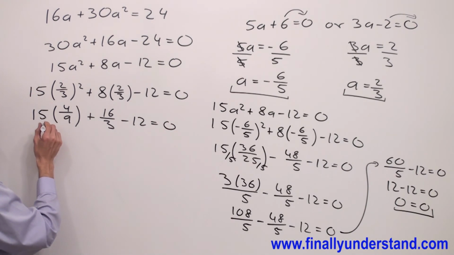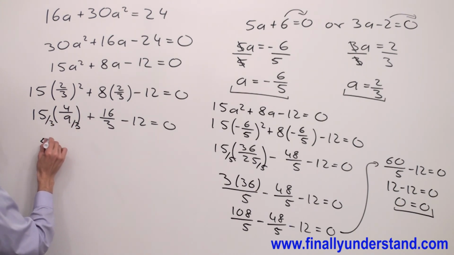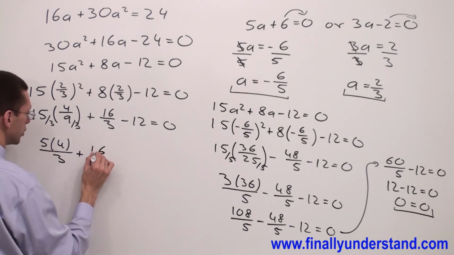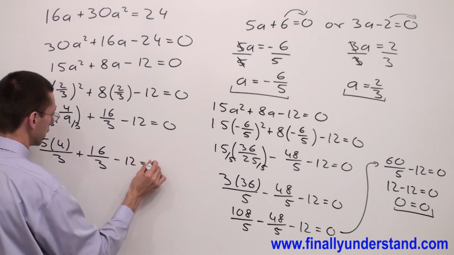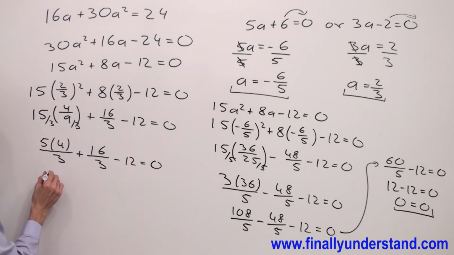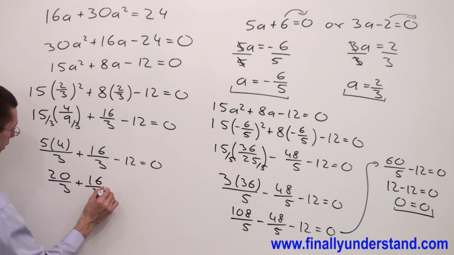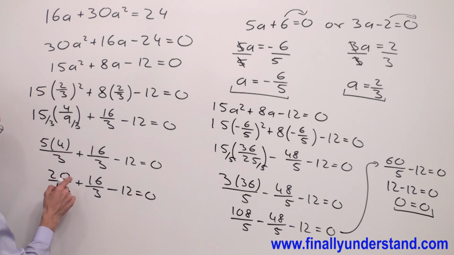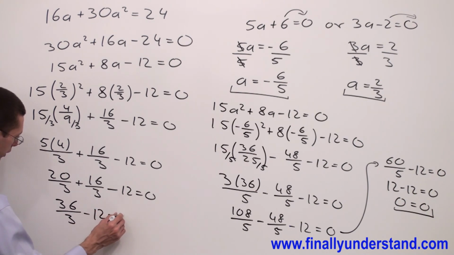15 and 9, both of them are divisible by 3. That's why I'm going to have 5 times 4 over 3 plus 16 over 3 minus 12 is equal to 0. 5 times 4 is 20 over 3 plus 16 over 3 minus 12 is equal to 0. 20 plus 16 is 36 over 3 minus 12 is equal to 0.